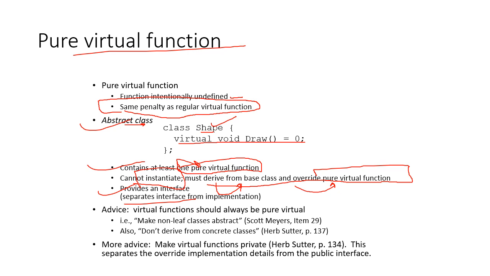Then advice, what is the advice given to the developer? That virtual functions should always be pure virtual. When you are using virtual functions, try that they should always be pure virtual. Here are two examples of how this pure virtual function should be. One more piece of advice is to make virtual functions private. This separates override implementation details from the public interface.